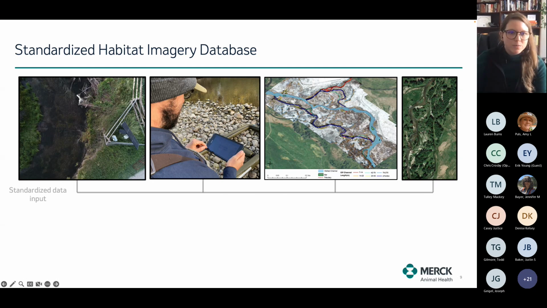So in this instance, we would have some standardized data input across a variety of variables, whether it be PIT tag data collection, whether it be mark recapture data from electrofishing. We had those accelerated or expedited habitat surveys that were happening along with the drone imagery that was being collected, and then even potentially pulling in some satellite imagery looking at broader scale trends.